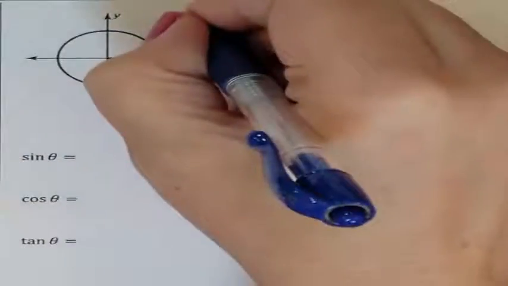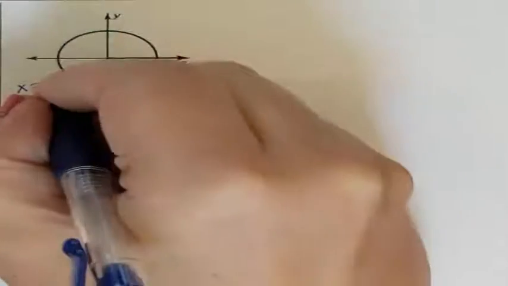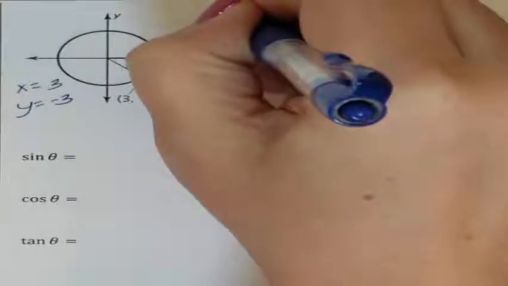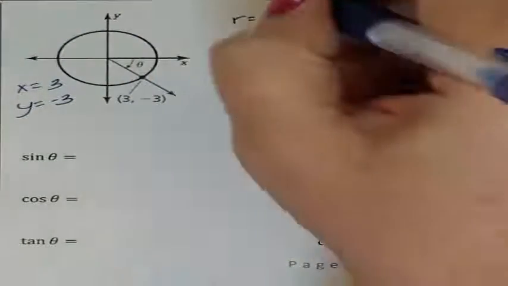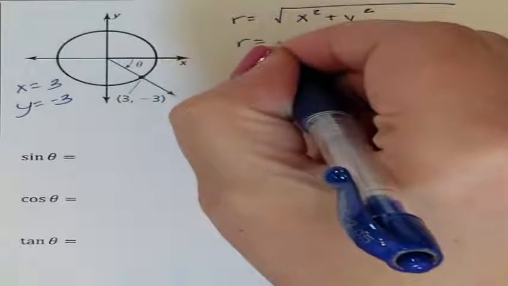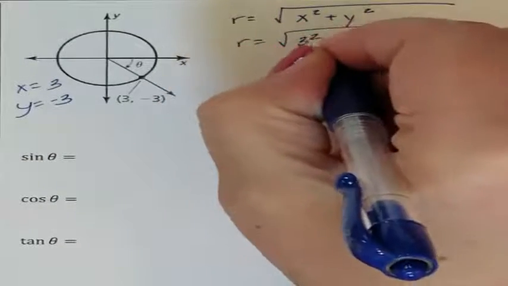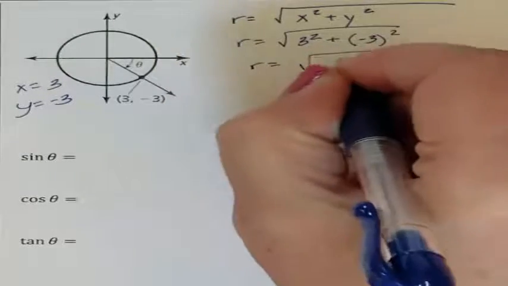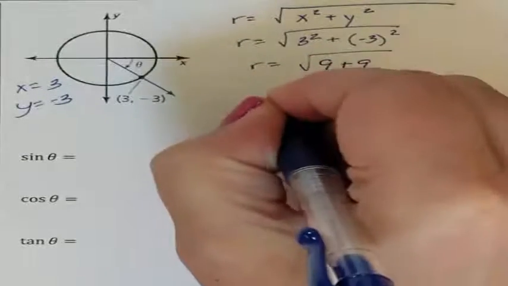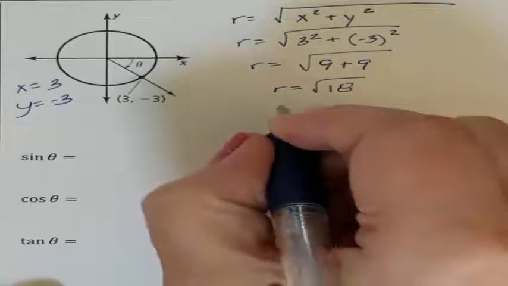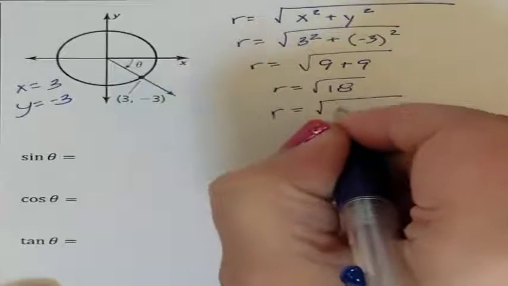Our last one. I see that my x is 3 and my y is -3, and I need my r. R is the square root of x squared plus y squared. So r equals the square root of 3 squared plus all of -3 squared. So it's the square root of 9 plus 9, which is the square root of 18. You cannot use decimals, but I can prime factorize this. 18 is 2 times 9.